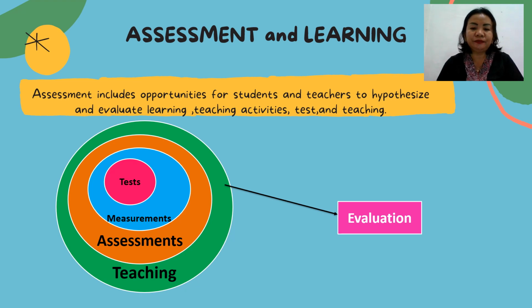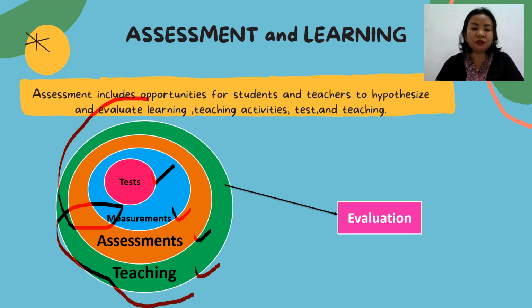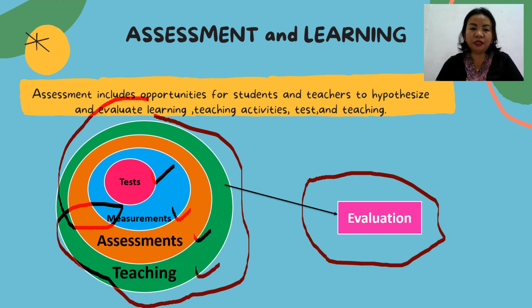Assessment and learning, we can see in this diagram. First the test, we can see the measurement, doing the assessment and teaching. We can do all of the steps, and this is called the evaluation. And next, assessment includes opportunities for students and teachers to hypothesize and evaluate learning, teaching activities, tests, and teaching.